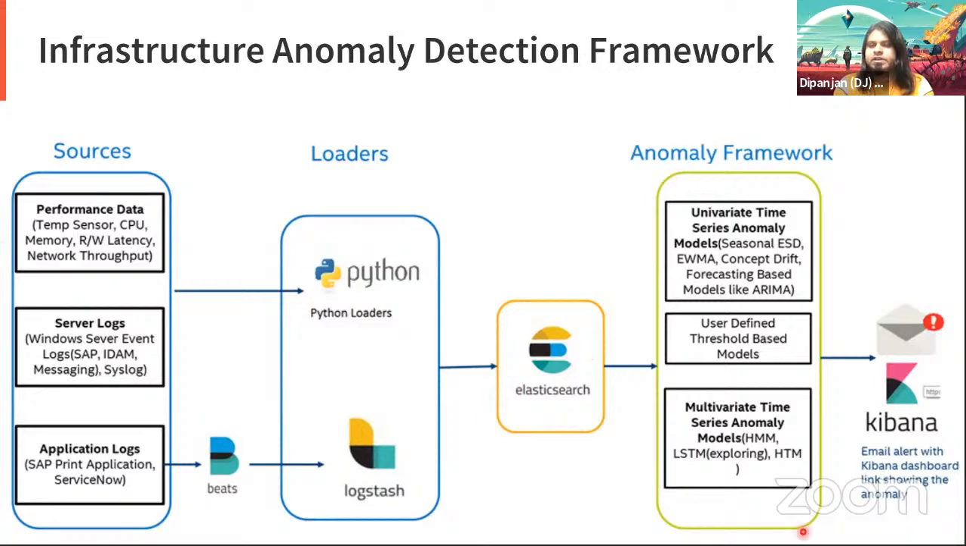And then we built an anomaly framework, which consists of different models like seasonal hybrid ESD, weighted moving average, concept drift, forecasting models, threshold-based models, deep learning models, and then whatever was flagged as an anomaly, we updated the Kibana dashboard, which was used by the operations team to find out whether those anomalies are useful, give us feedback to improve the model, and so on.